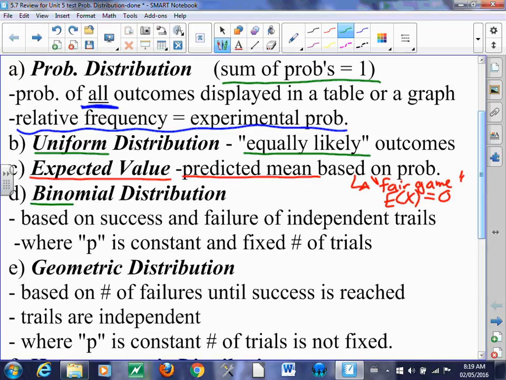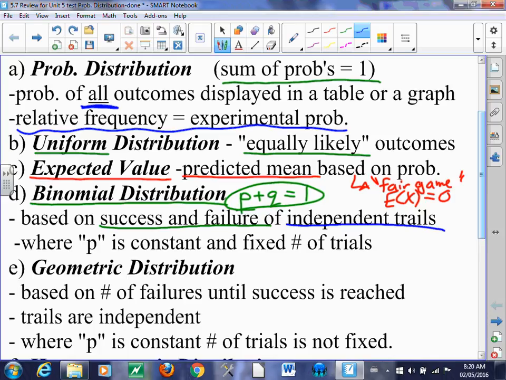Now let's take a look at another specific type of distribution, which is called binomial distribution. We look at the number of successes versus failures, and remember that success plus failure probabilities equal 1. So it's based on success and failure. And remember, folks, these are independent trials, which means the probability of success remains the same throughout the entire activity. So P is constant, with a fixed number of trials.